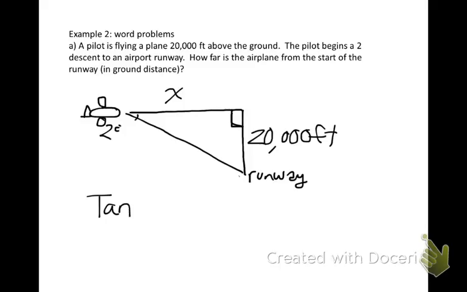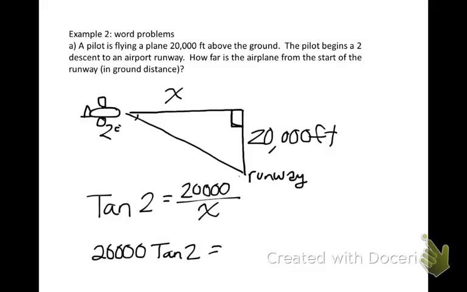2. Tan 2 equals what? 20,000 feet. 20,000 over x. These are big numbers. Then on your calculator, you'll do 20,000 tan 2 equals what? Approximately 698 feet. Wait, is it divided? Oh, sorry, divided. Thank you. Oh, yeah. Divided.